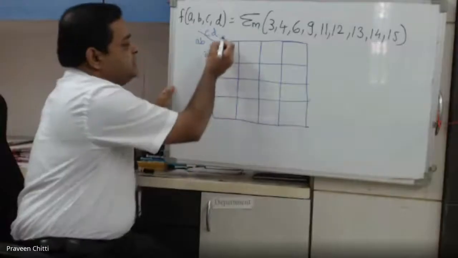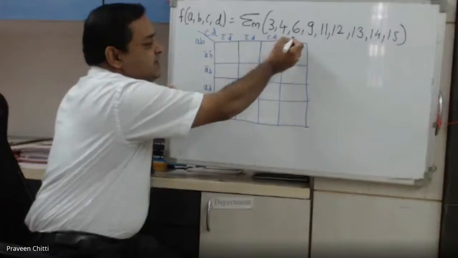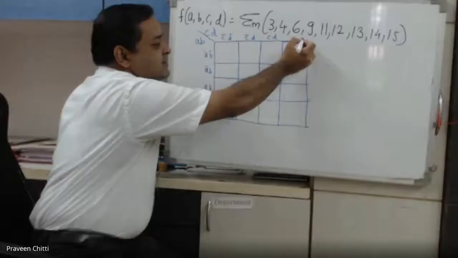A bar, B bar; A bar, B; A, B; A, B bar. Similarly here, what should I write? C bar, D bar; C bar, D; C, D; C, D bar.